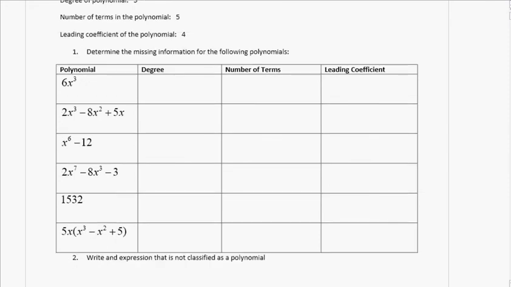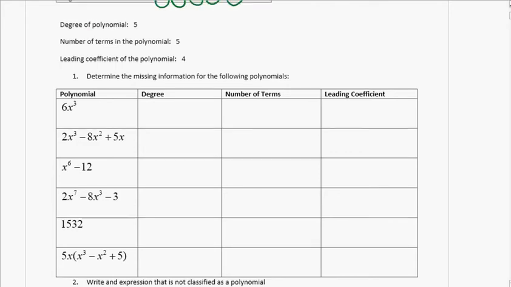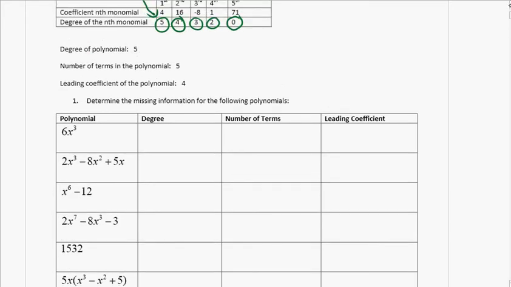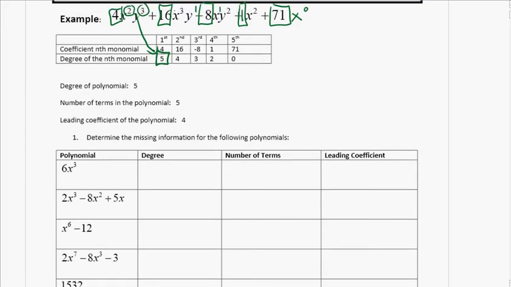You'll also notice that this highlights the degree of the polynomial is 5 because that is the largest degree of a monomial. You'll notice the first one is a 5th degree. So that is the degree of the whole polynomial, not just of the first term, but of the whole thing. The number of terms, there's 5 terms. 1, 2, 3, 4, 5.